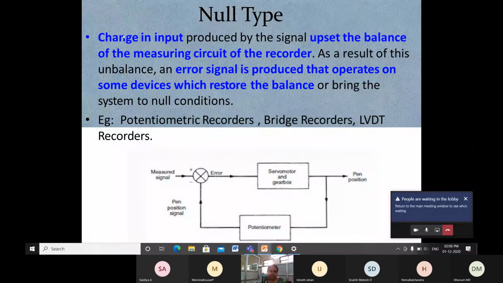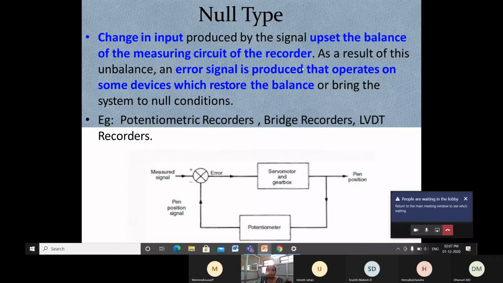Here it tells us: a change in input produced by the signal upsets the balanced condition of the measuring circuit of the recorder. What change occurs when we provide an input to the system? If the bridge is balanced, that balanced condition is going to be disturbed. When we give the next step of input, as a result the bridge, our system, becomes unbalanced.